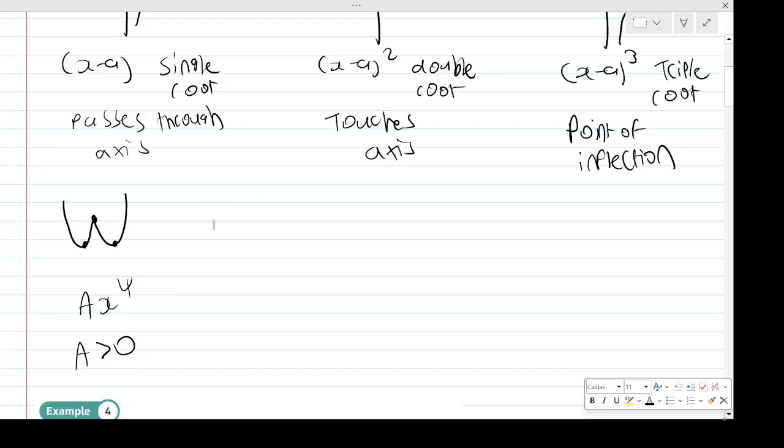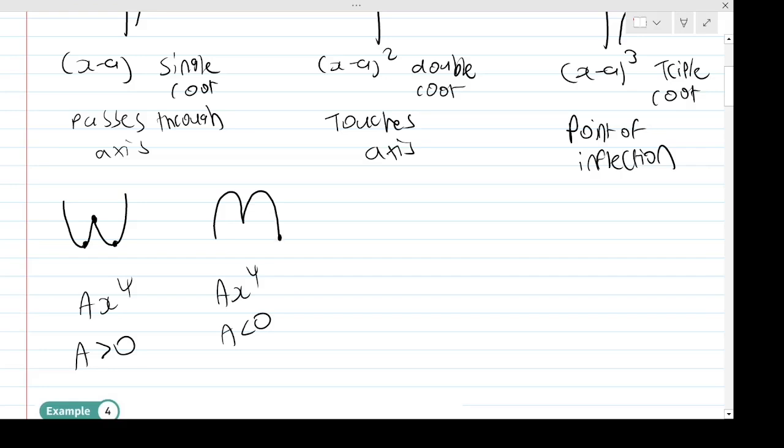But then on the negative, it forms an M shape, so it kind of flips around again. So if we have ax to the 4 when a is negative, for example minus x to the 4, it's an M shape, so it's going to instead look like that. Something like that. And again, that'd be three turning points.